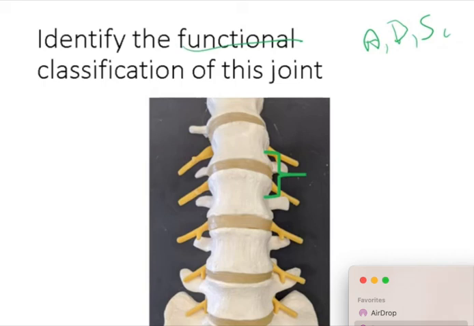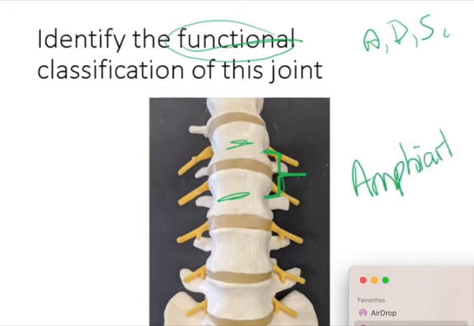Okay, so this is showing us the intervertebral joint, the joint between the vertebrae, where we have two vertebral bodies coming together with a cartilage disc between them. This is asking us for the functional classification. This joint is an amphiarthrosis. This is going to be a joint that allows a little bit of movement. It's not highly movable, but each of these joints allows for slight movement as we flex and extend the spine.